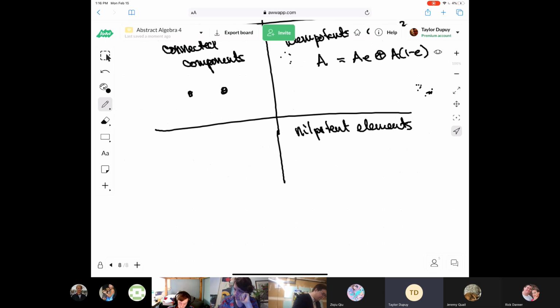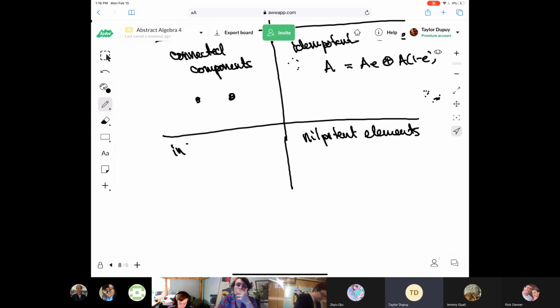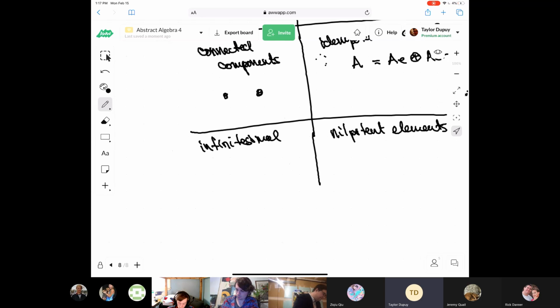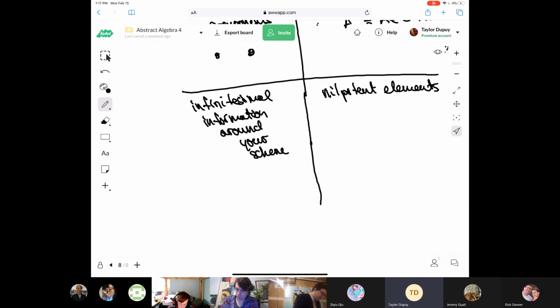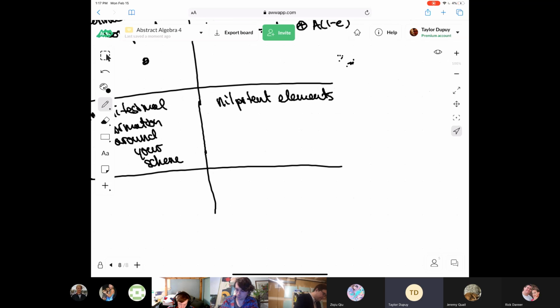Right, so this is infinitesimal information around your variety, your scheme. Let me say scheme. So what do I mean by this? A nilpotent element is some f in the ring A such that f to the n is equal to 0 for some n greater than or equal to 1.